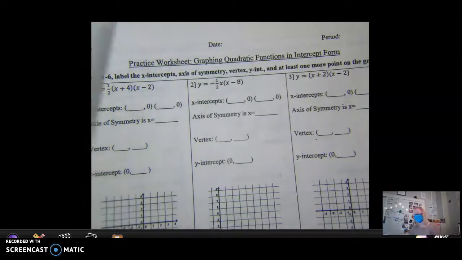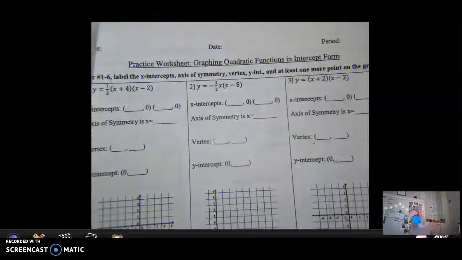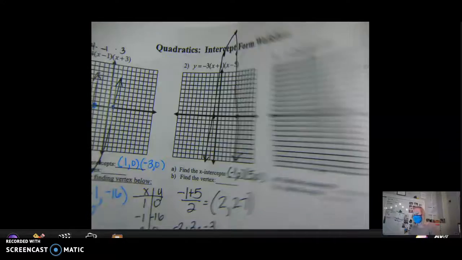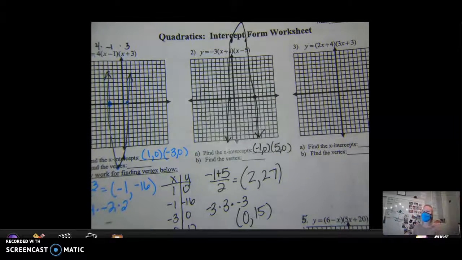Okay. What I want for you to do right now is I want for you to complete 3, 4, and 5. I'm going to give you about 10 minutes to do that. When you are done, I need for you to bring it up to me and show me, and then we're going to go on from there. So about 10 minutes to complete 3, 4, and 5.